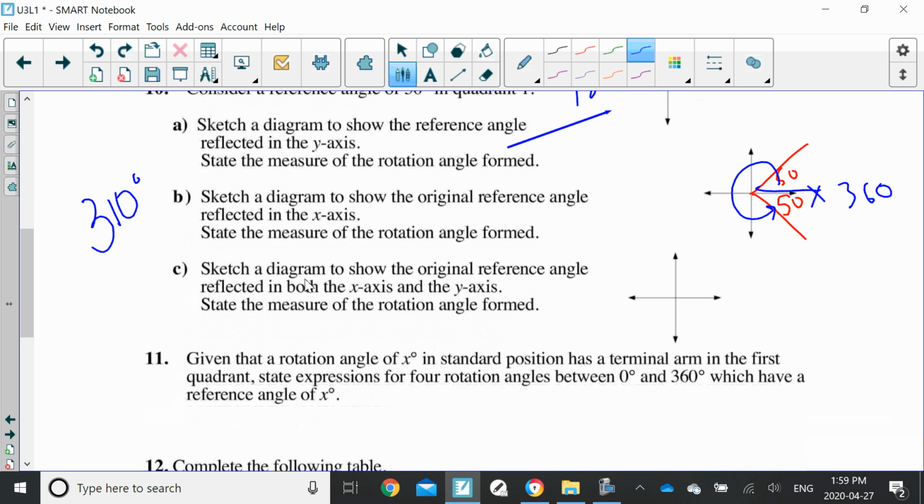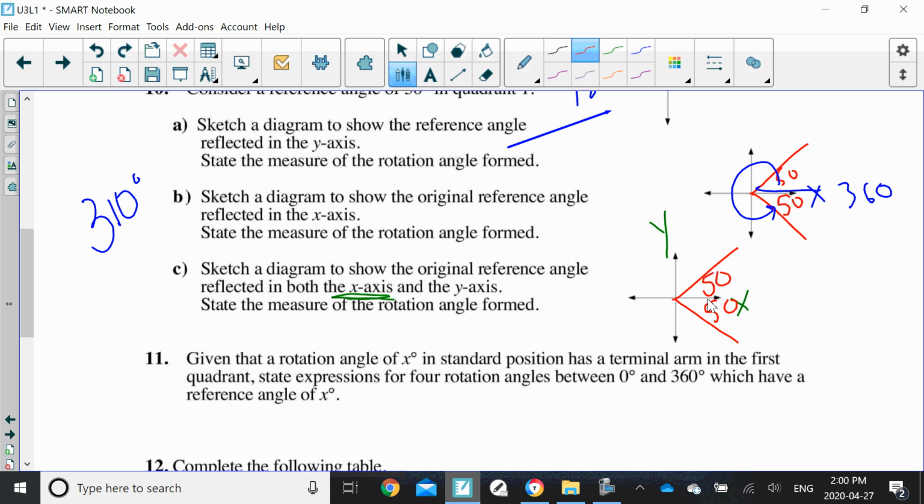C, sketch the diagram to show the original reference angle. So here's my original reference angle. They said 50 degrees, reflected in both the x-axis and the y-axis. So let's reflect in both axes. So there's y, here's x. I'm going to do what it says first, and it says reflected in both the x and the y. So if I reflect it in the x-axis first, it's going to go down here, right? If I use my x-axis as a mirror.